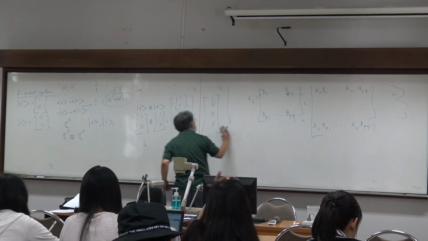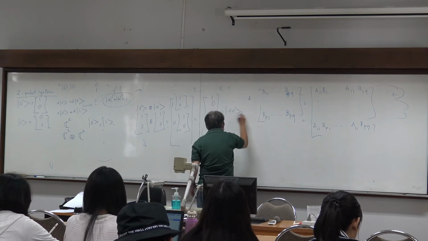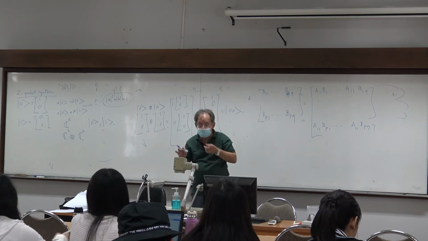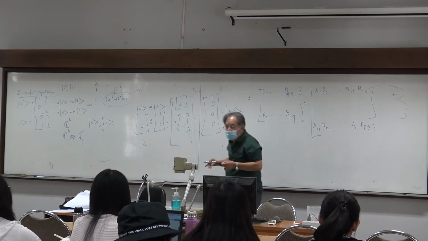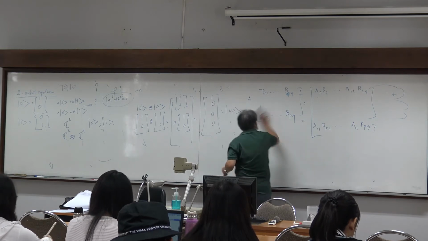That's what we call 0, 0. That's what we represent as 0, 0. There are 4 of them. Dimension 4.